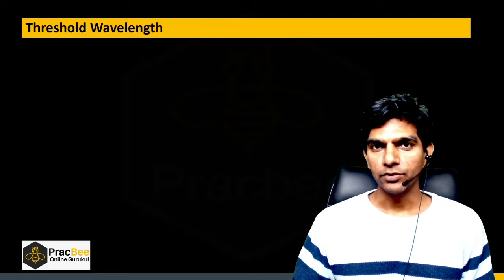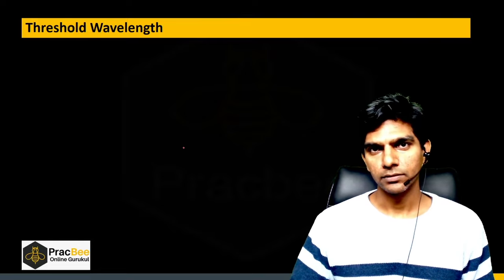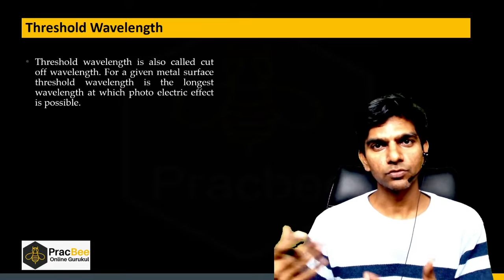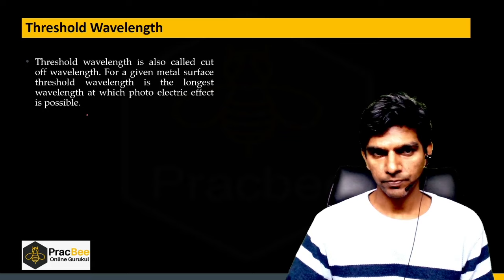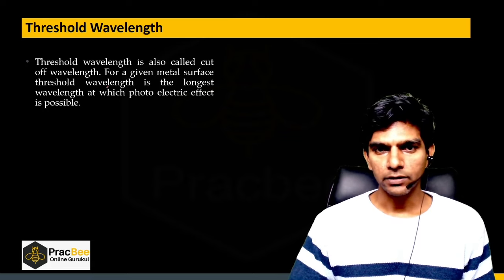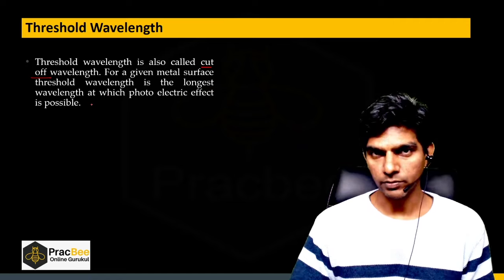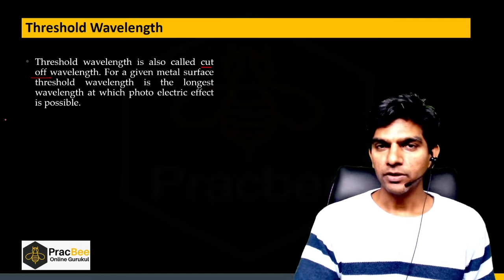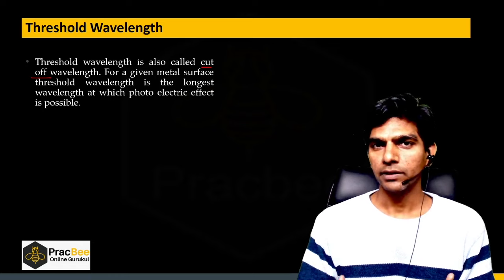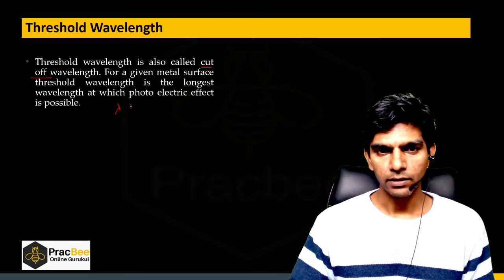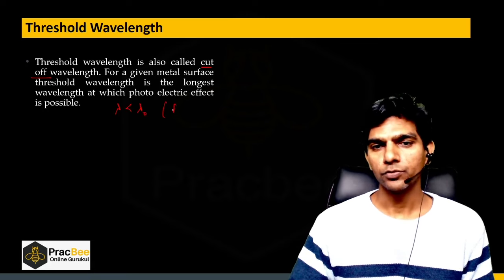Now the threshold wavelength is the maximum wavelength that is required to carry out the photoelectric emission. The wavelength corresponding to the threshold frequency is the threshold wavelength, and we can also call it the cutoff wavelength. For a given metal surface, the threshold wavelength is the longest wavelength at which photoelectric emission is possible. If we decrease the wavelength, the frequency will increase. So if we have a wavelength less than the threshold wavelength, the photoelectric emission will happen.